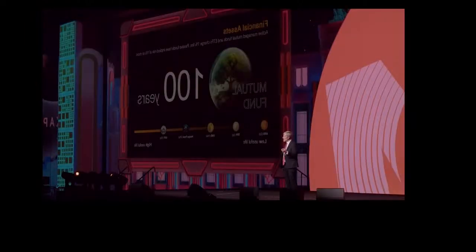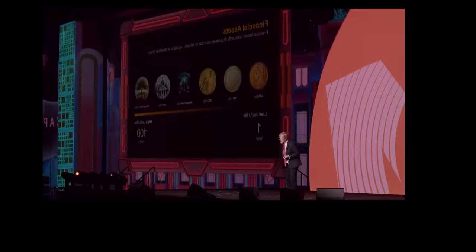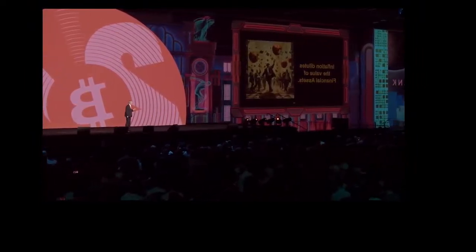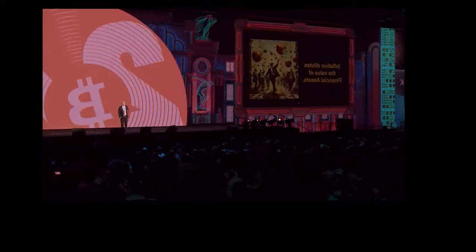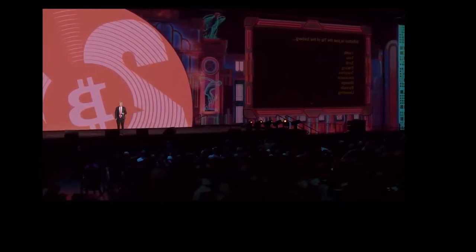If you manage to buy a diversified portfolio at 10 basis points, the counterparty risk is going to drive you to a 1% cost. So those are your financial assets. We're running the world on a 20th century set of ideas, and on average, a financial asset is going to last you 30 years. We all know inflation dilutes the value of financial assets. But inflation is just the tip of the iceberg.